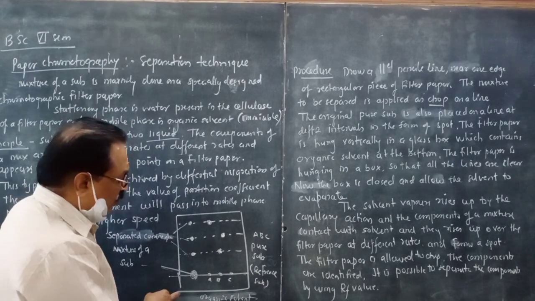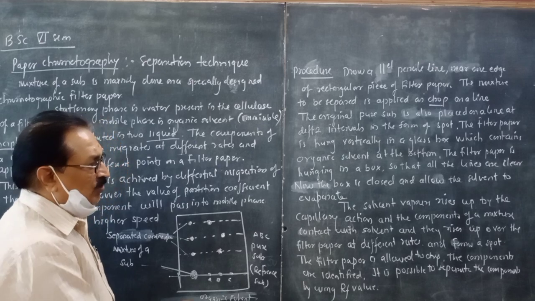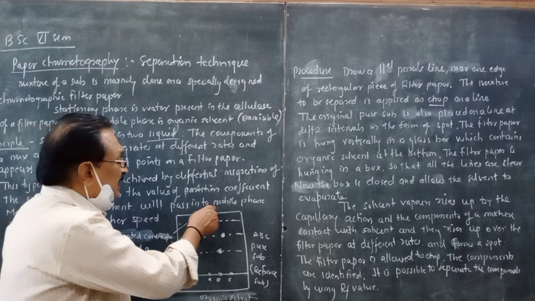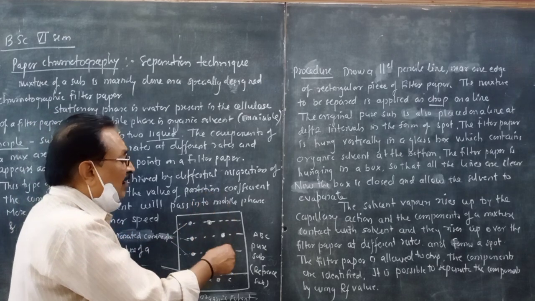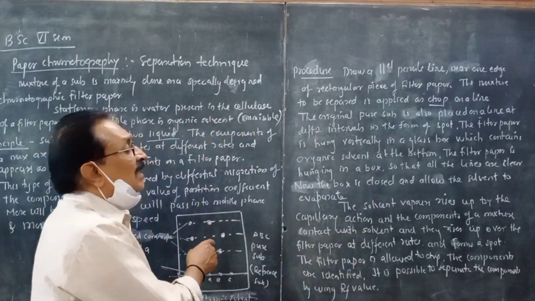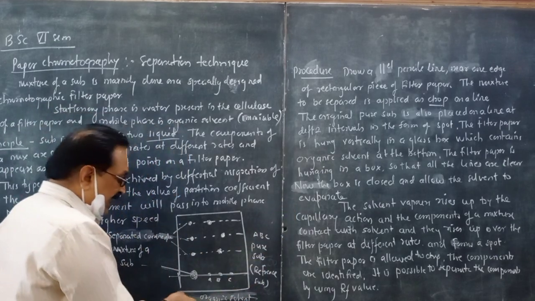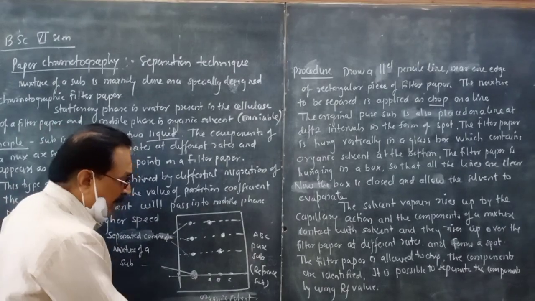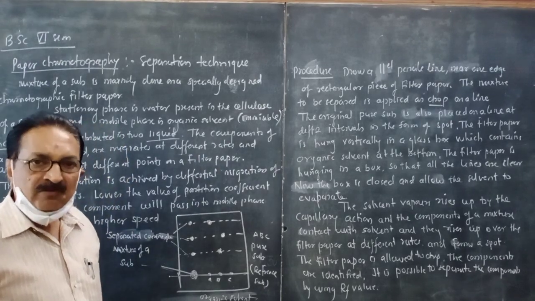Care should be taken so that the pencil line and these spots appear very clear. Such a filter paper is allowed to hang in a glass box, and the box is closed. Then what happens on closing? At the same time, the organic solvent is going to be vaporized. As you know, because it is an organic solvent, the boiling point will be very low.